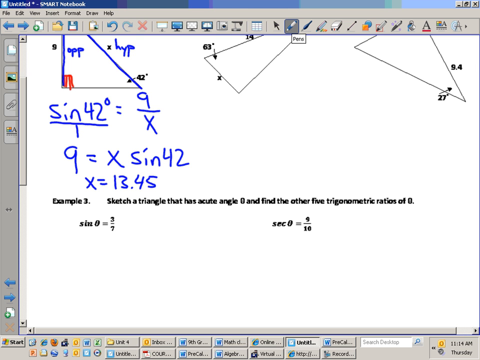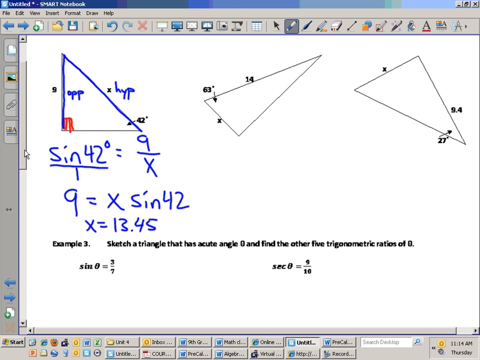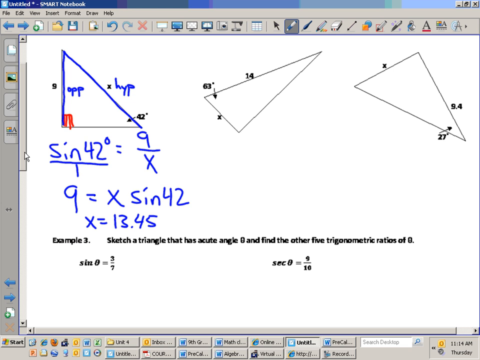Let's do a check. If the opposite side is 9, would it make sense that the hypotenuse is longer? Yes. That doesn't tell us for sure that we're right, but it does tell us that we're in the ballpark. That's reasonable. Let's do the second one together. You can do the third one on your own.